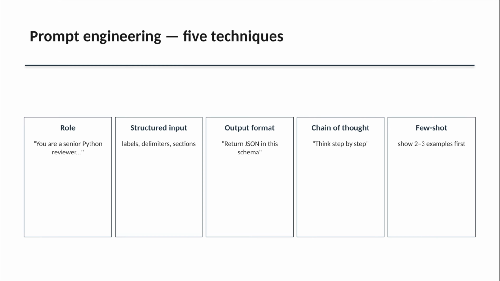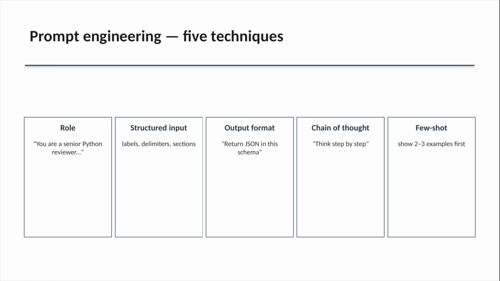Prompt engineering gets dismissed as folklore. It is not. A small set of techniques reliably improves results. Role assignment. Tell the model who it is, and you activate the right vocabulary, register, and format. Structured input. Separate your instructions from your data with clear delimiters. Output format. Tell it exactly what shape to return. Say, JSON in this schema, or your parser cries.